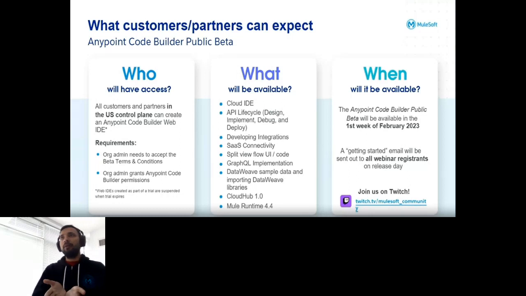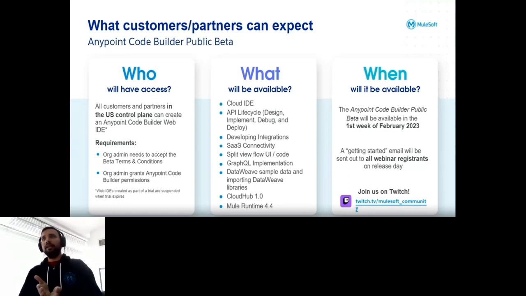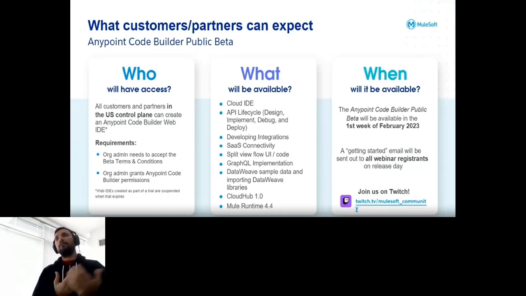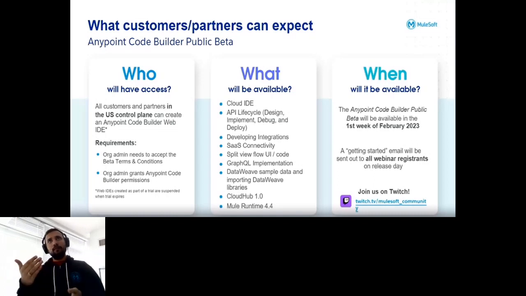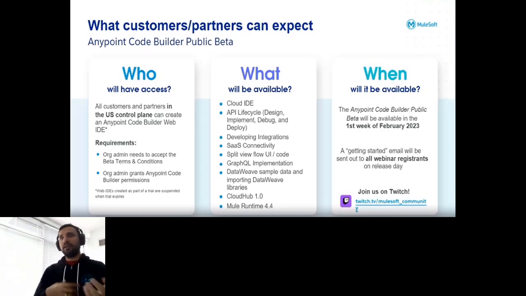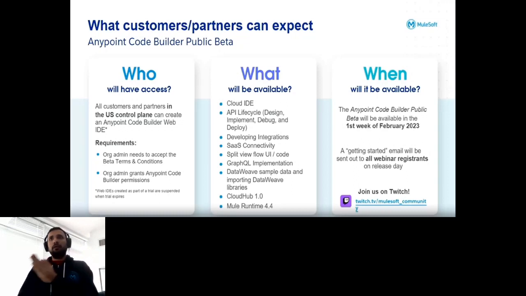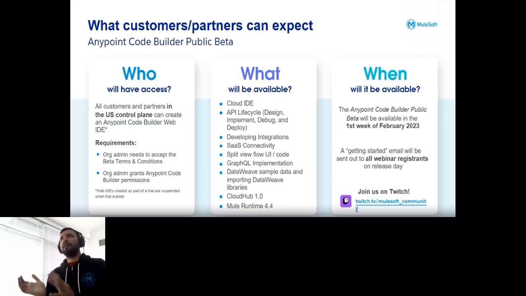What will be available as a part of this beta release will be the cloud ID, and that ACB cloud ID. The whole API lifecycle is available. You can develop your integration. You can import the asset from the Exchange, which can give you the SaaS connectivity. There will be a split view where you will have the GUI part and you will have the XML part. By writing into the XML part, the same structure corresponding to that XML flow will be seen in the GUI part.